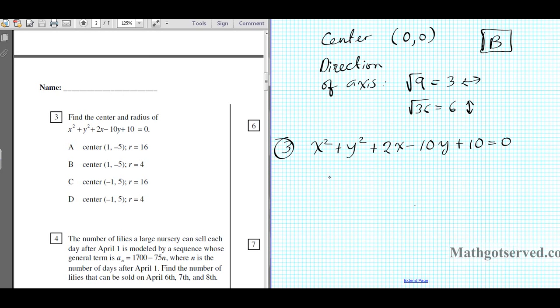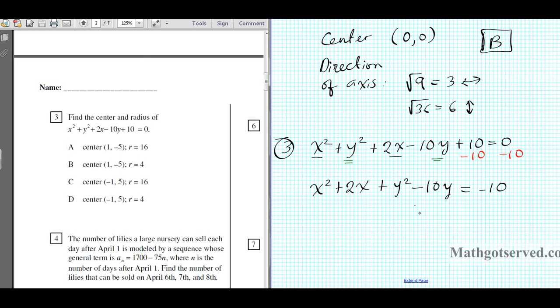So to do that, we're going to place the x's next to each other. So this x and this x, we have x squared plus 2x. And then the y's next to each other, y squared and 10y. So we have plus y squared minus 10y. This constant needs to be shifted to the right. It's neither x nor y, so subtract 10 from both sides. So we have this whole expression equals negative 10.